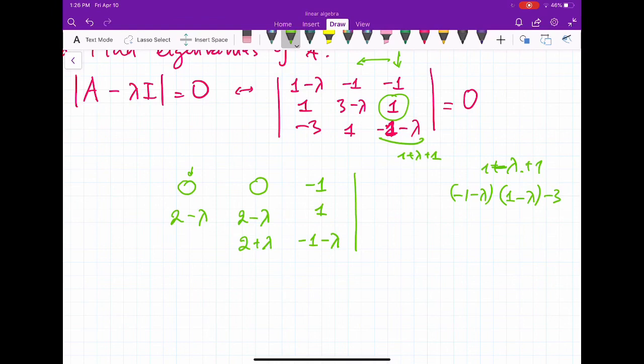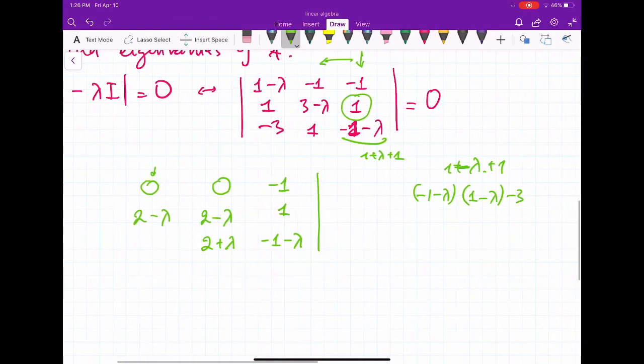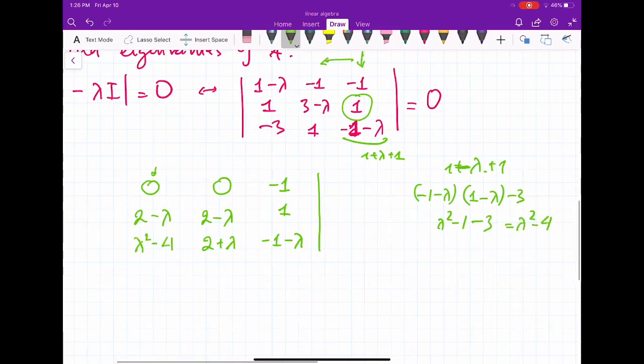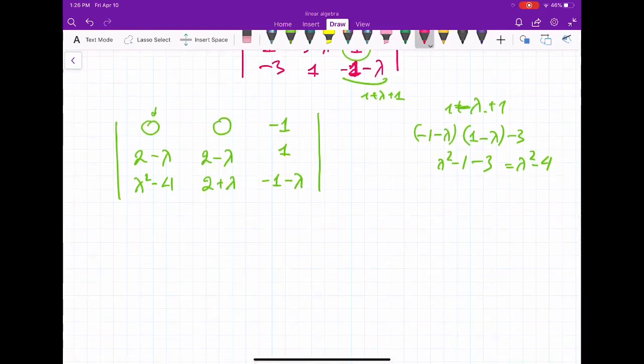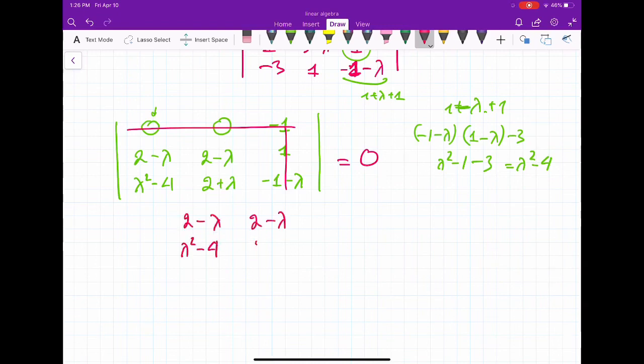So let me simplify this. This is lambda square minus 1 minus 3, which is lambda square minus 4, right? I have lambda square minus 4 right here. Okay, and then we just erase this because you have equation equal to 0, right? I don't care about the sign of that. I have 2 minus lambda, 2 minus lambda, lambda square minus 4, and 2 plus lambda equal to 0.